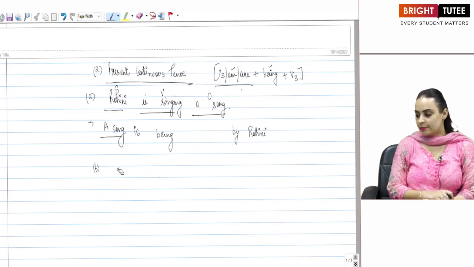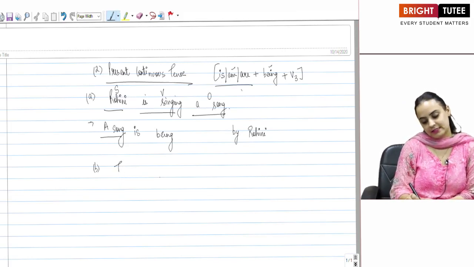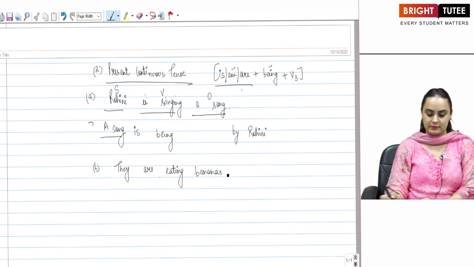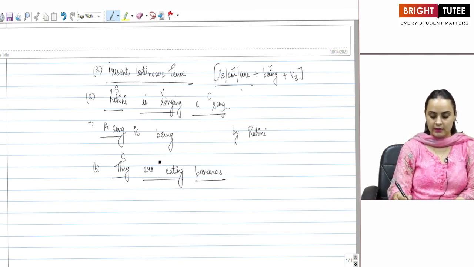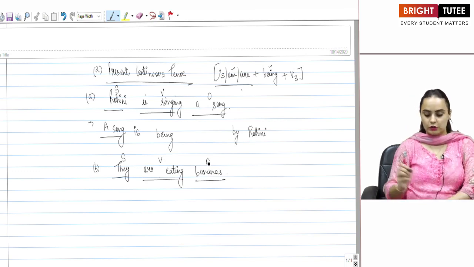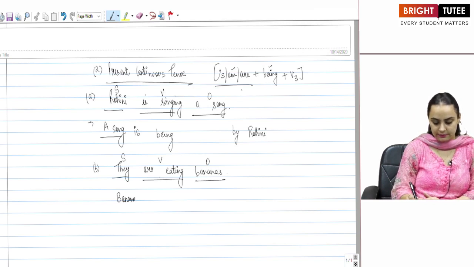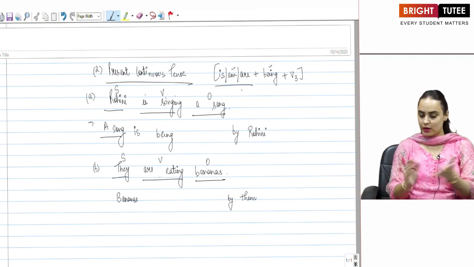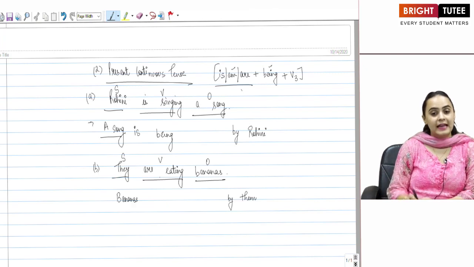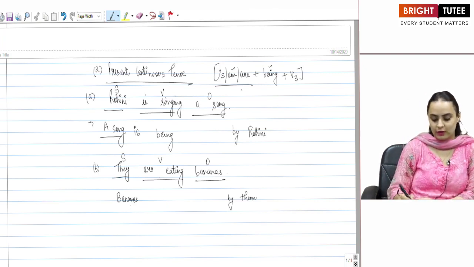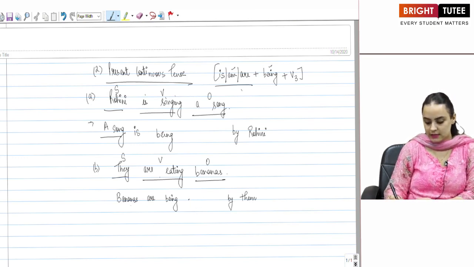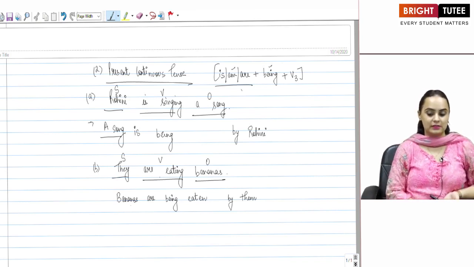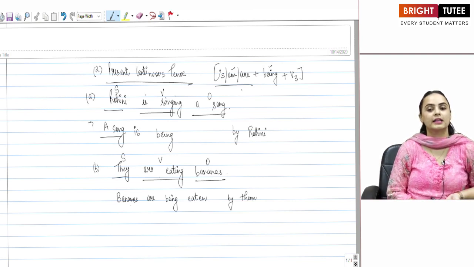So, if I give you another example, for example, if I say, they are eating bananas, let us divide. Subject, they, verb, are eating, bananas, object. So, my object becomes the subject, bananas. They becomes my object, so they changes to them. We've already studied this rule of changing the pronouns. Now, let us come to changing the verb. Bananas is my subject and bananas are plural. So, what helping verb am I going to use? Are. Then, being. And the third form of the verb eat is eaten. So, passive voice of the sentence is bananas are being eaten by them.